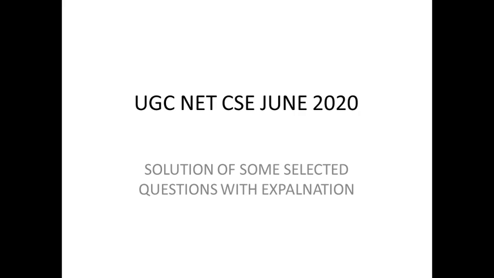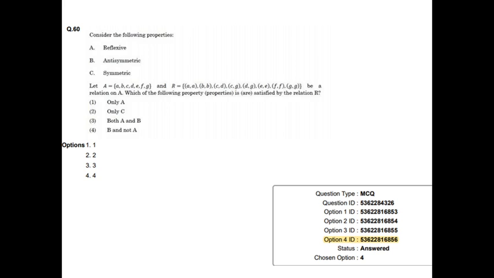I would like to explain the solution for question number 60 for the UGC NET exam asked in November 2020. So here you can see a question is asked from the subject discrete computational structures. The question is based on properties of relations.